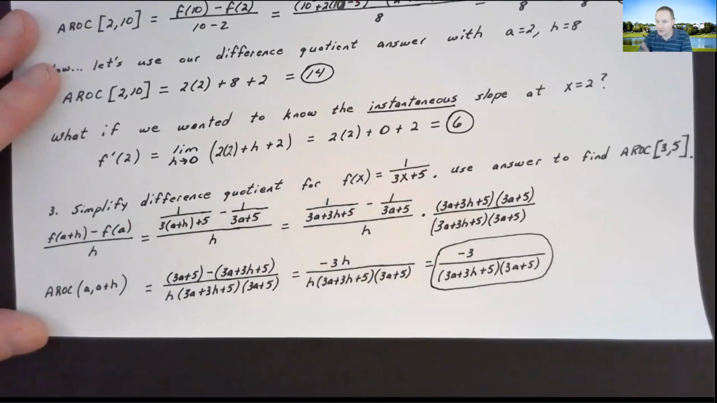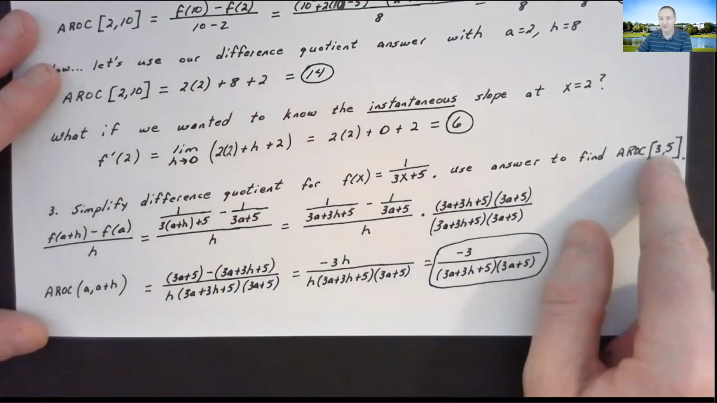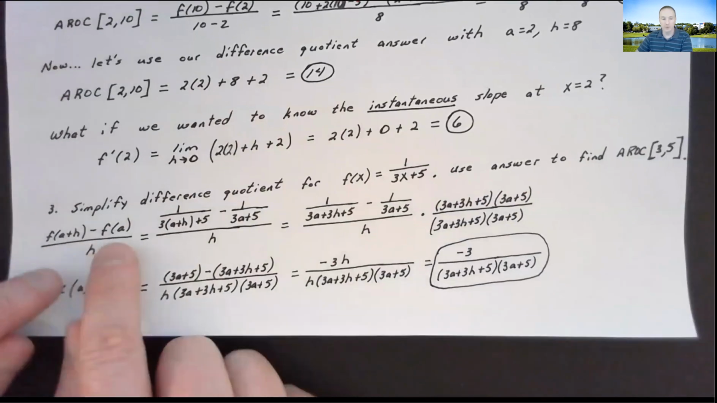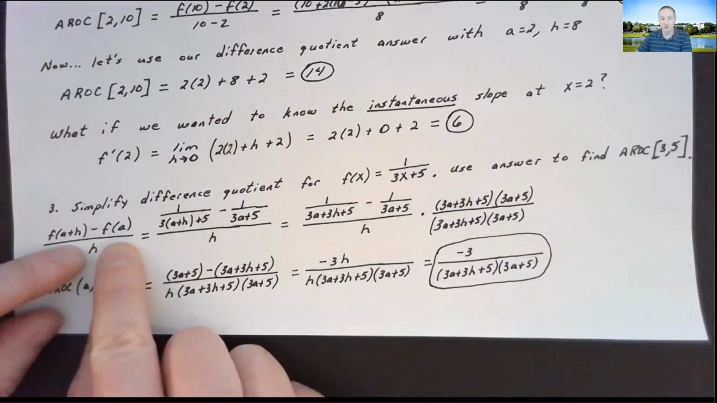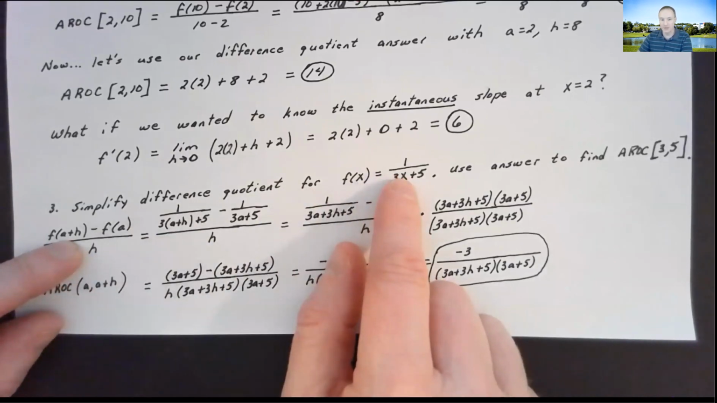And then I'm wanting you to take the answer that you get for the difference quotient and use that answer to find the average rate of change from x equals 3 to x equals 5. Okay, so here's my difference quotient formula, f of a plus h minus f of a over h. How does that formula apply within this function f of x?